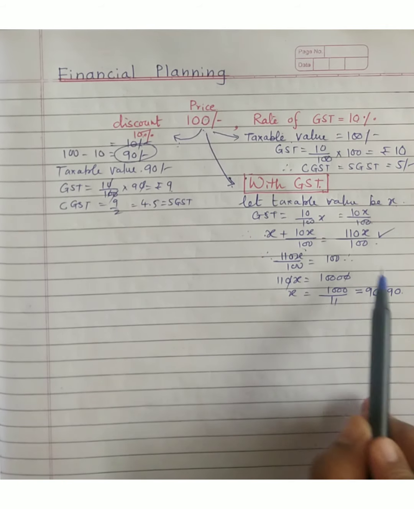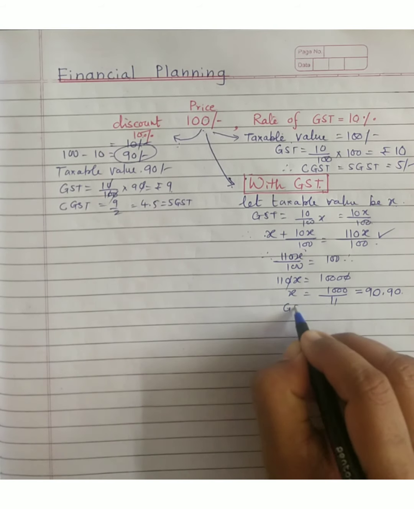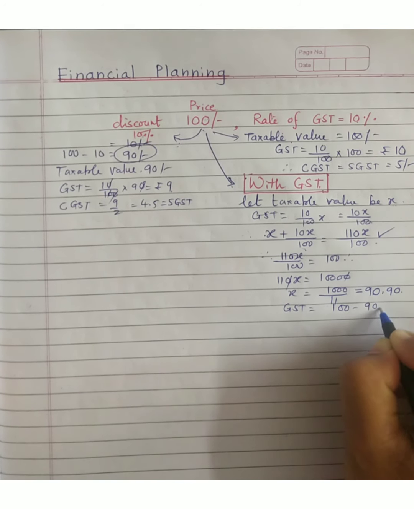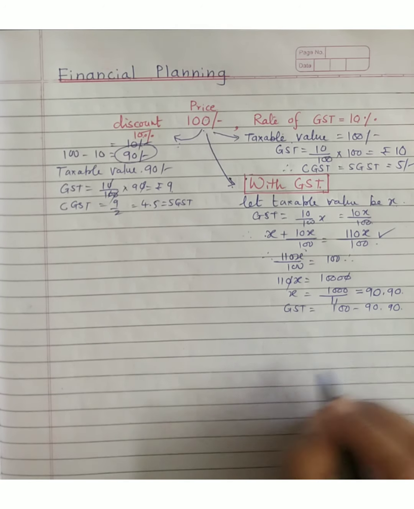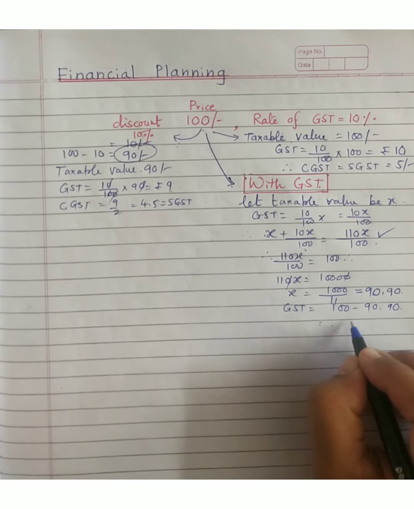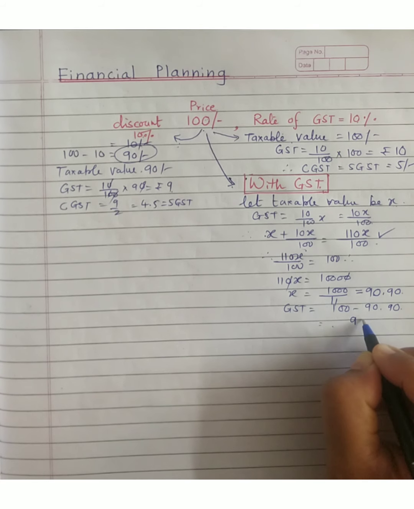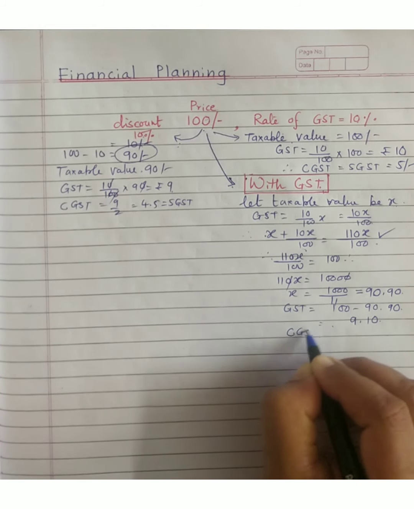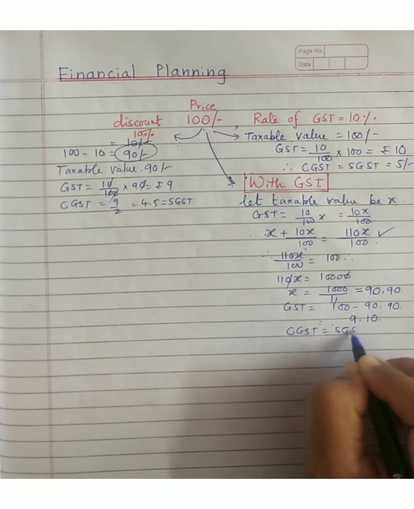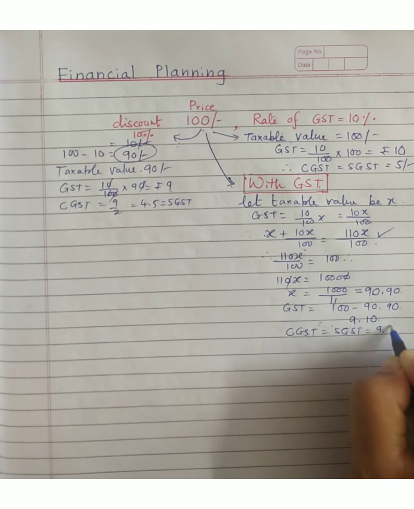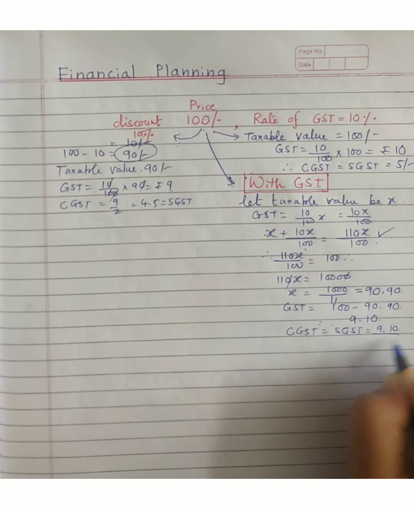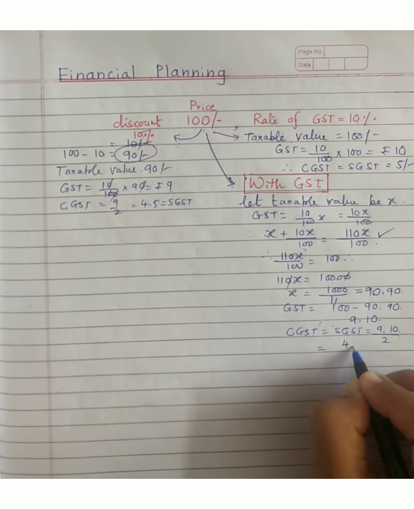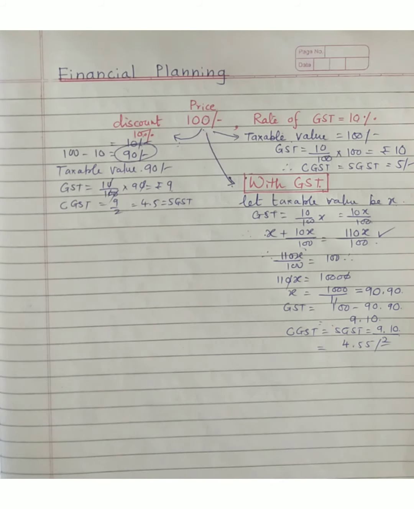So and then what will be GST here? First let me complete it. GST will be what? 100 minus 90.90. So how many rupees it will be? 9 rupees and 10 paise, right? And what will be CGST? That is half of GST, that is 9.10 divided by 2, that comes as 4 rupees and 55 paise.